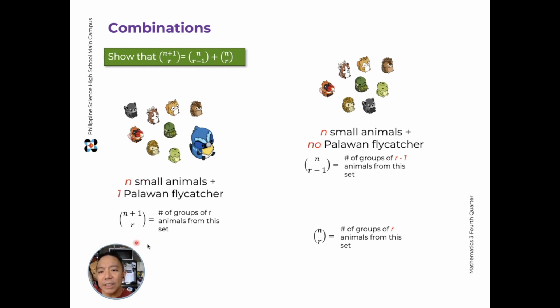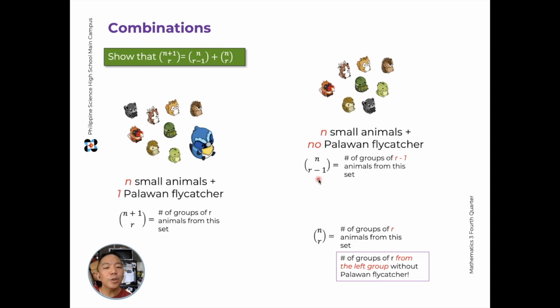Kasi kung ilang groups dito na magagawa mo out of all animals including Palawan flycatcher, pero wala si Palawan flycatcher sa group, di pareho lang siya dapat dun sa magagawa mong groups of r animals from n animals na wala naman talaga si Palawan flycatcher in the first place. So this is the number of groups from the left group na hindi kasali si Palawan flycatcher.